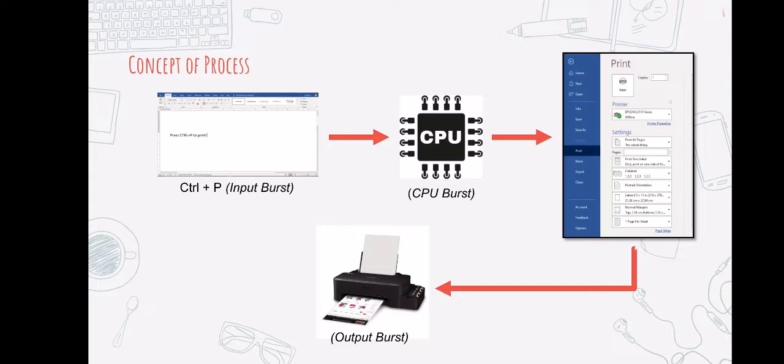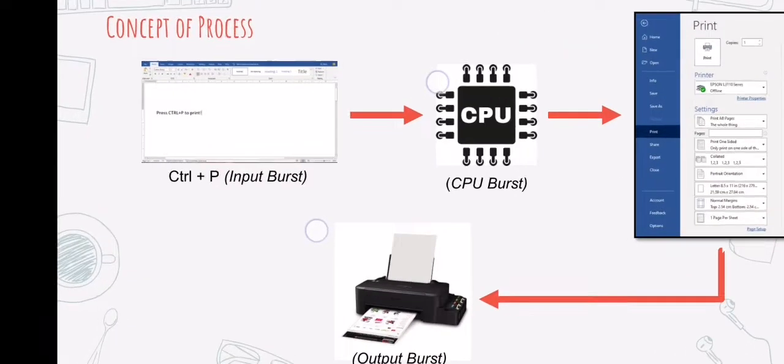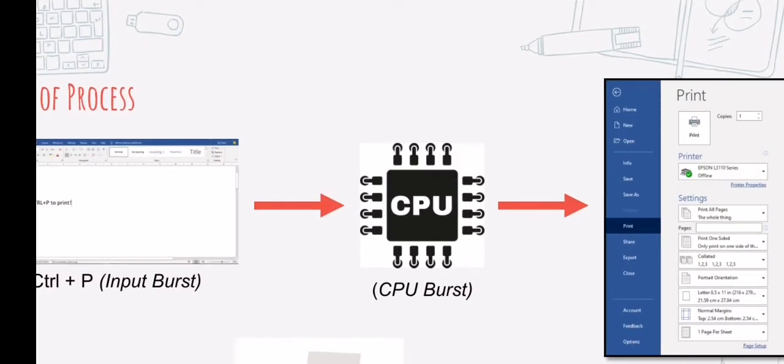Consider the process of printing a document from a word processor. The control key plus letter P on the keyboard can be used, or Control P. This is an example of an input burst because same keys may mean different things in different application software. The processor inside the computer will interpret what the command Control P means in the Word environment. A CPU burst is the processor's thinking process.